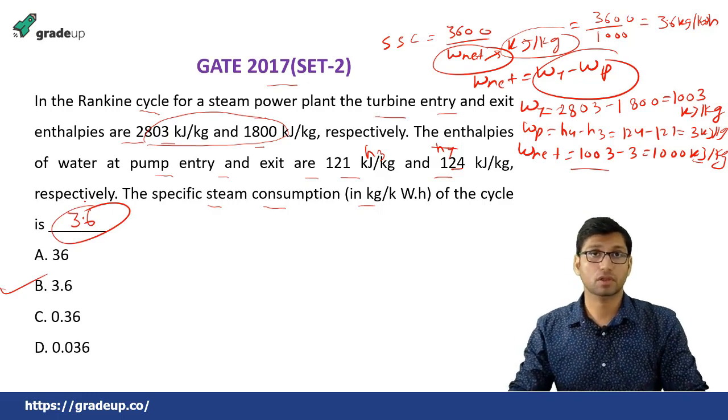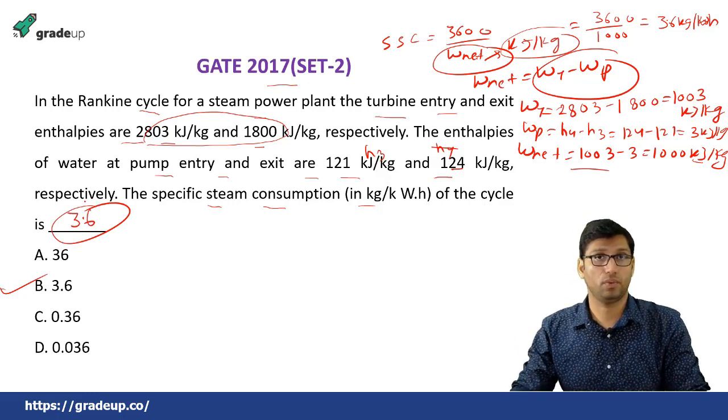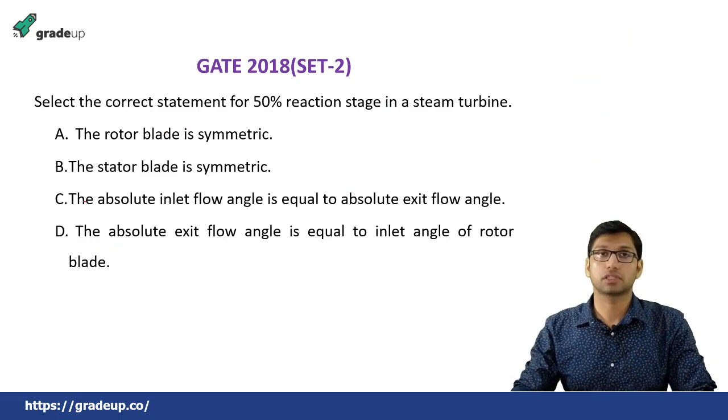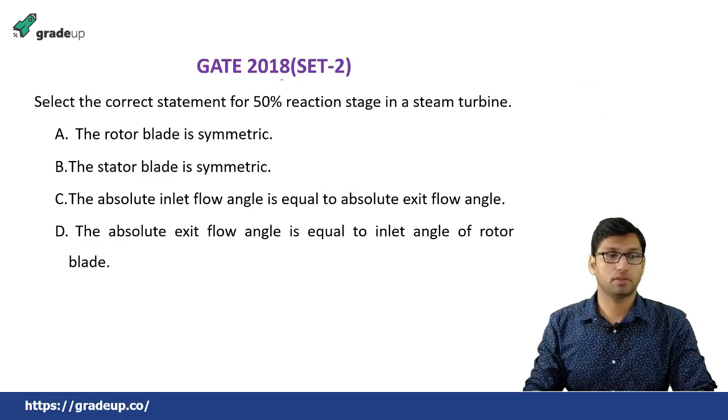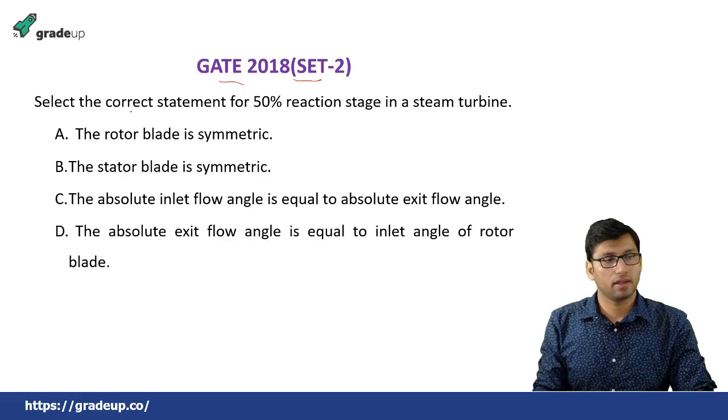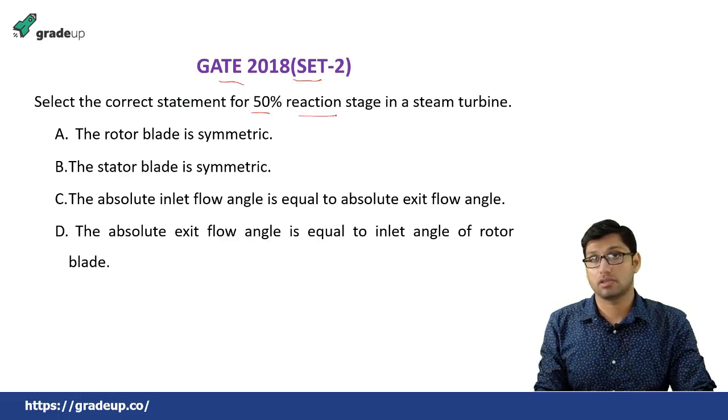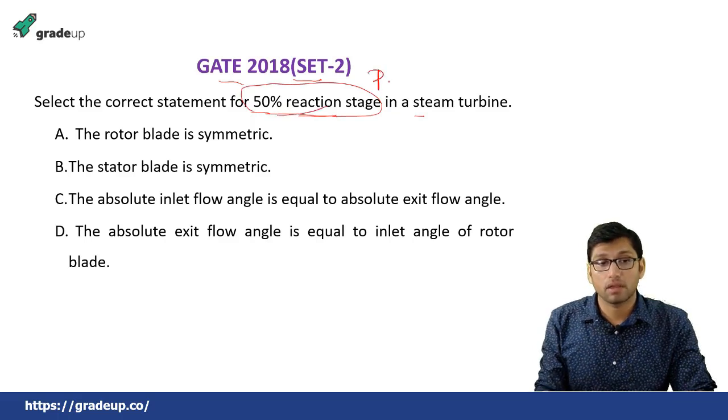Okay. This question was asked in GATE 2017 set 2. This question is from GATE 2018 set 2. This is a current question which was asked in set 2 of the GATE exam, GATE 2018. In this question it is given: select the correct statement for a 50% reaction stage in a steam turbine. So this question is for a 50% reaction stage, which is nothing but a Parson turbine.